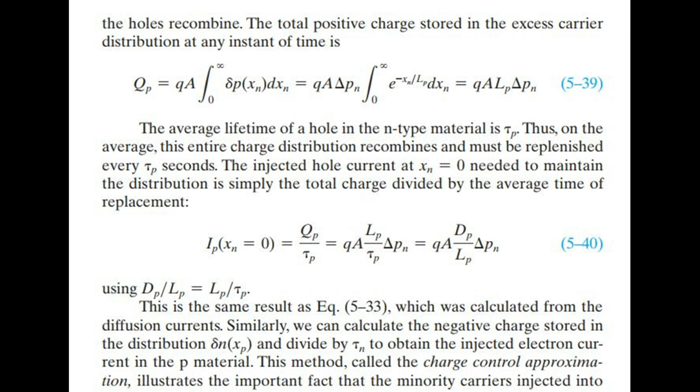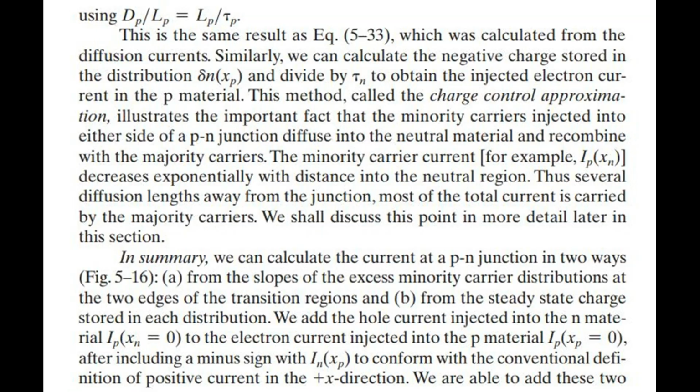This method, called the charge control approximation, illustrates the important fact that the minority carriers injected into either side of a p-n junction diffuse into the neutral material and recombine with the majority carriers. The minority carrier current, for example Ip(xn), decreases exponentially with distance into the neutral region. Thus, several diffusion lengths away from the junction, most of the total current is carried by the majority carriers. We shall discuss this point in more detail later in this section.